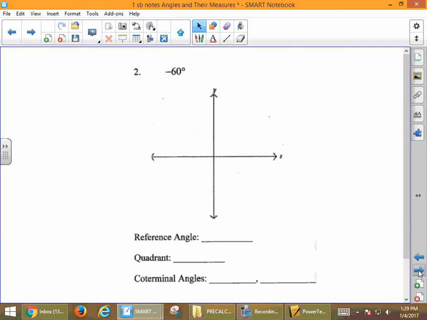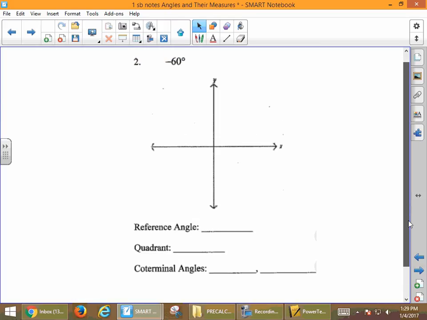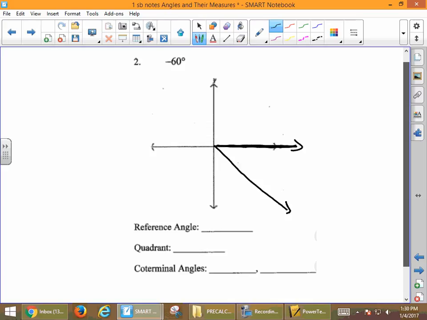Well, number 2 says negative 60 degrees. Remember, negative tells us which direction we are going. We are going clockwise in this particular picture, so our initial side remains, but we're going to go here. We went clockwise.